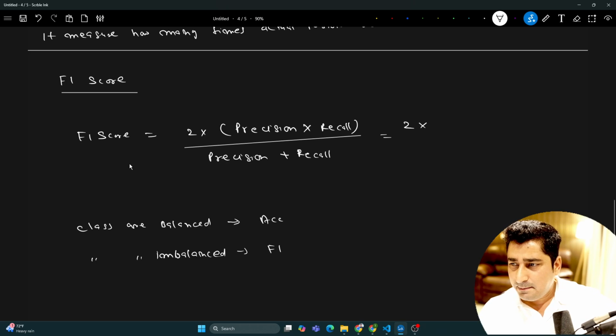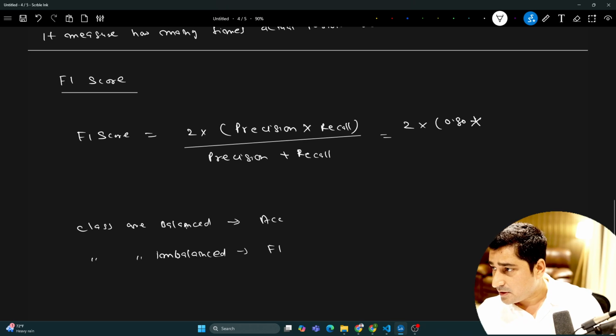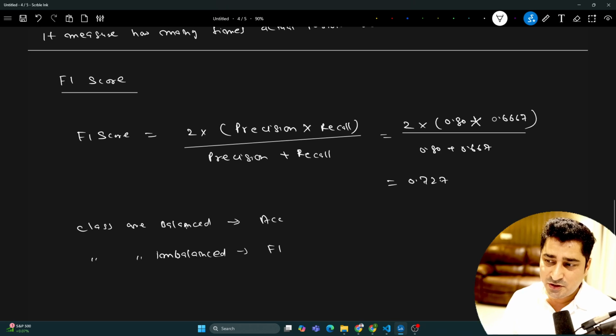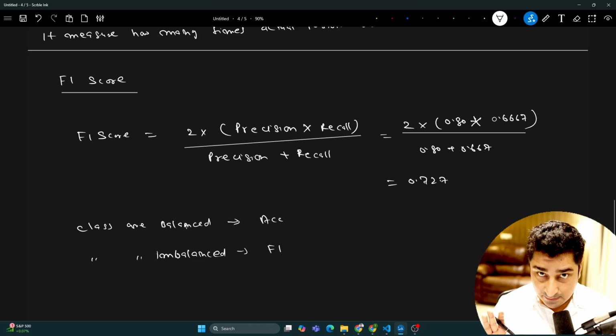So here my precision was, I believe, 0.80, multiplied by my recall, sorry, it should not be plus, it should be multiplication, so my recall was 0.6667, I believe, and then divided by precision plus recall, so 0.80 plus 0.667. Eventually it gives me 0.727. So the accuracy of the model is 72%, I can say, if my classes are imbalanced. Only in that situation should you use the F1 score. Otherwise, you are good to go with the accuracy metric.